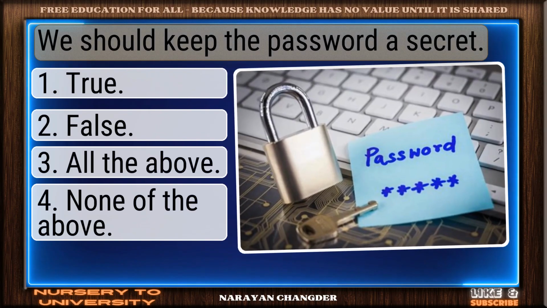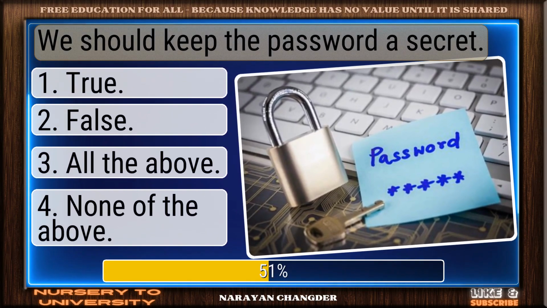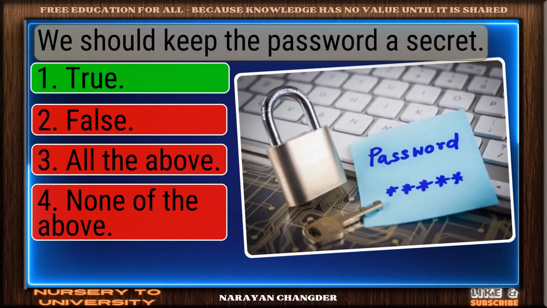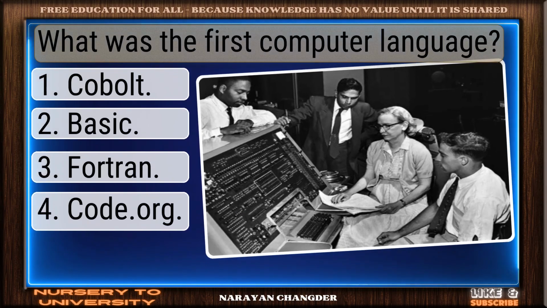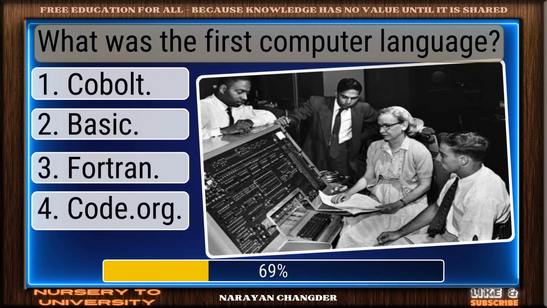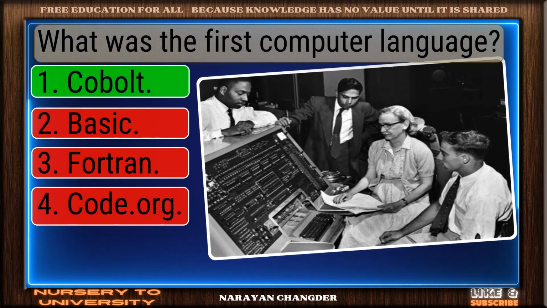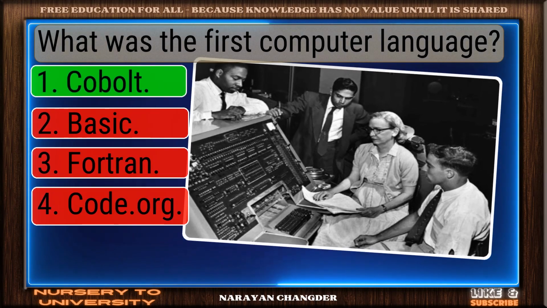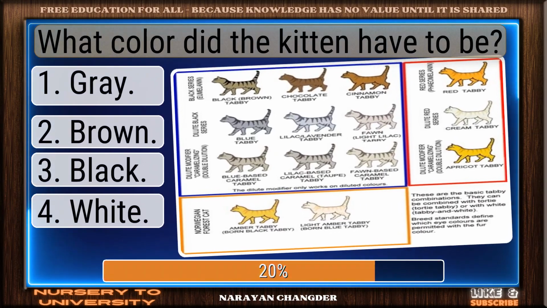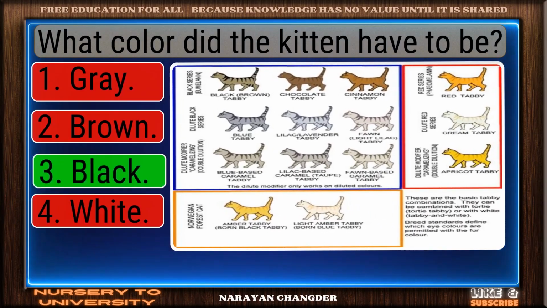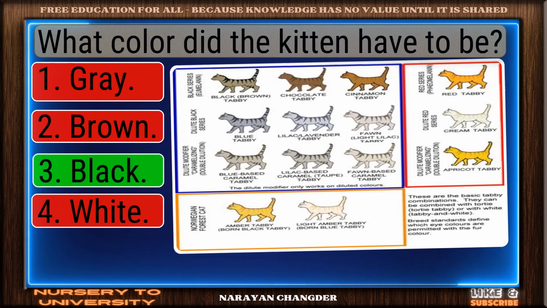We should keep the password a secret. Excellent. True is well reasoned. What was the first computer language? Correct response. Cobol is accurate. What color did the kitten have to be? Clear logic. Black is sound.